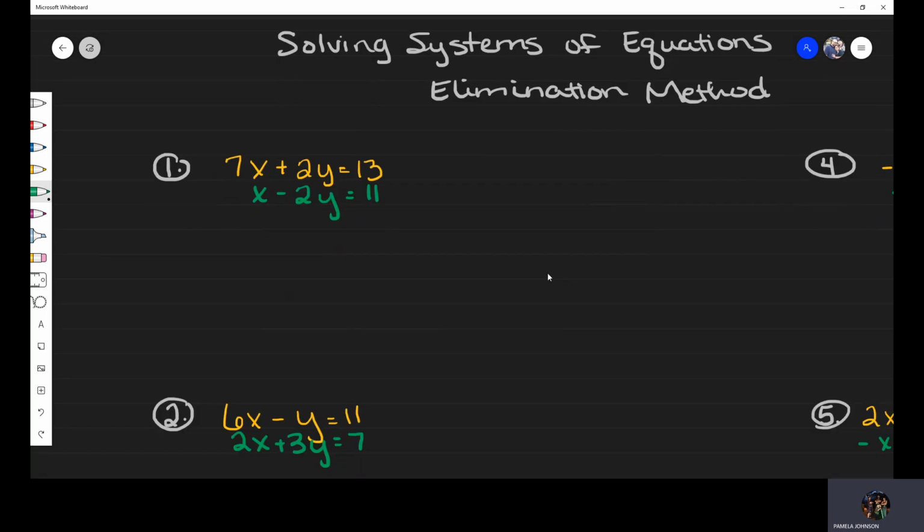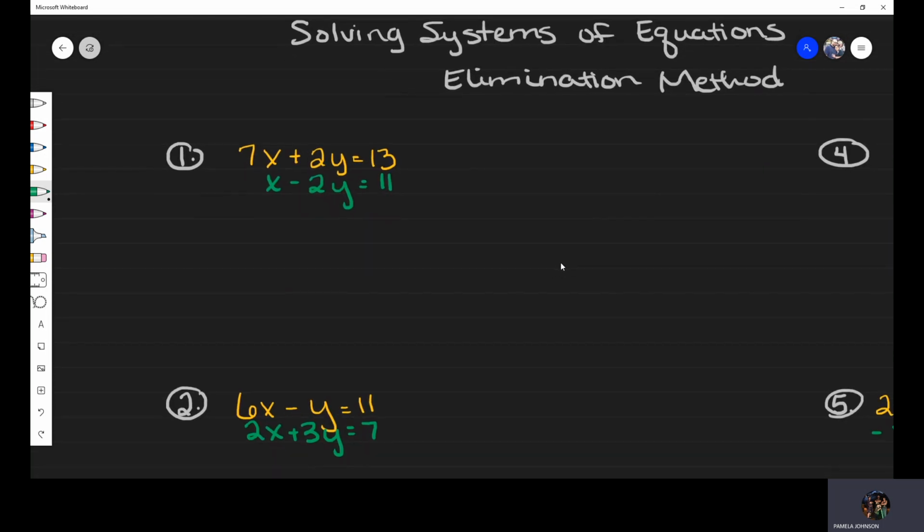Our first example, and I'll explain what I'm doing as I go through these examples. Our first example, we have 7x plus 2y equals 13 and x minus 2y equals 11. When solving systems using the elimination method, you need to make sure that whichever variable you decide to eliminate has the same coefficient in both equations, and that one of them is positive and the other is negative. That way they zero each other out.